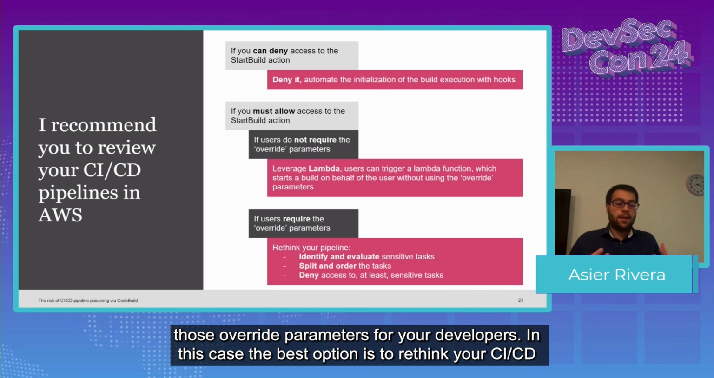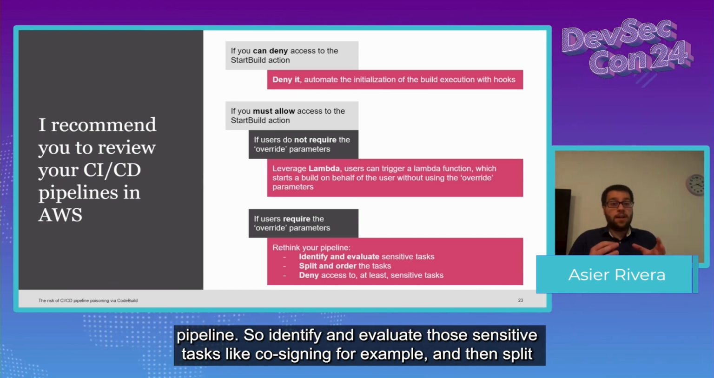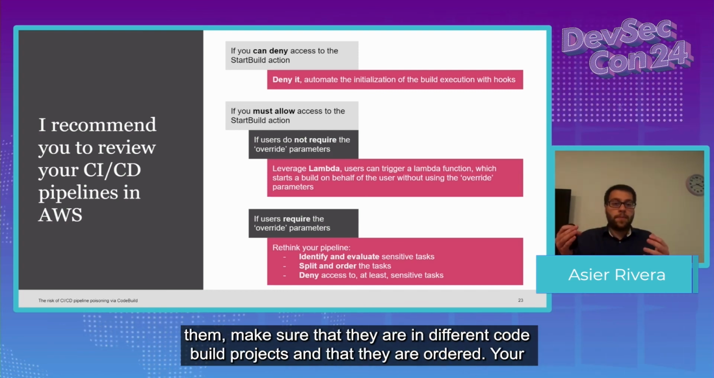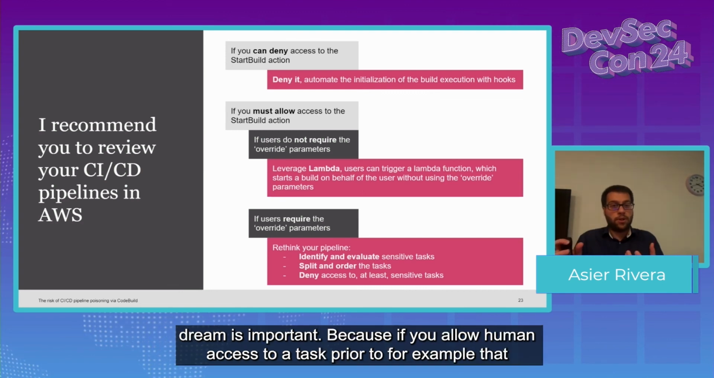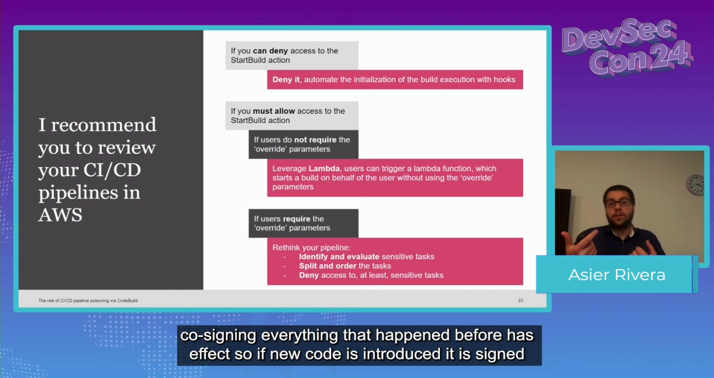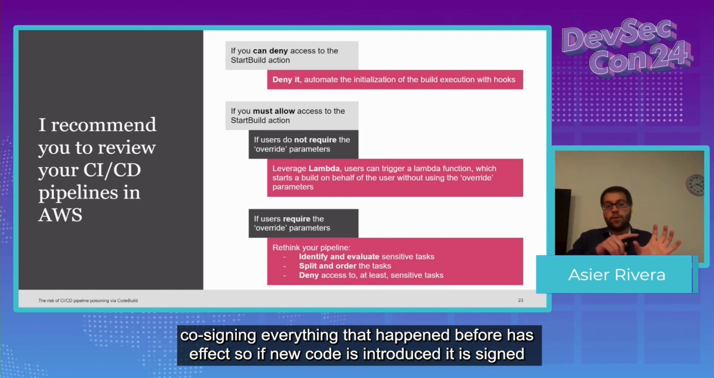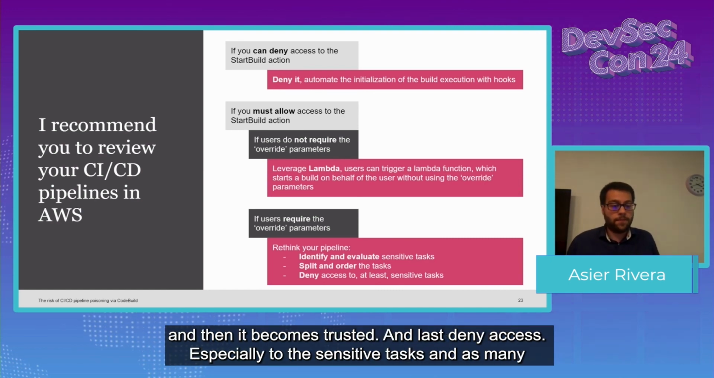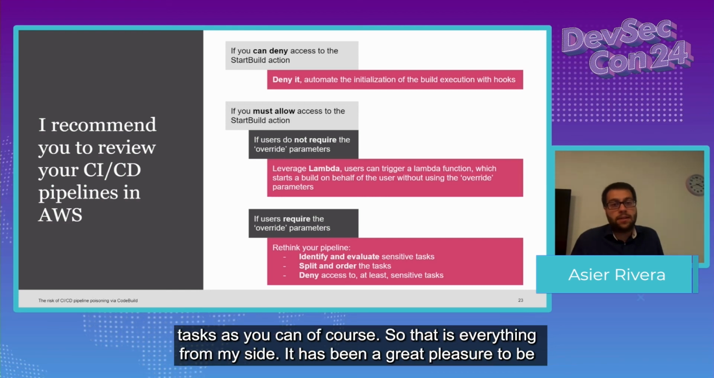The second option, and the most complex one, is if you really need those override parameters for your developers. In this case, the best option is to rethink your CI/CD pipeline. So identify and evaluate those sensitive tasks like code signing, for example, and then split them. Make sure that they are in different CodeBuild projects and that they are ordered. The ordering is important, because if you allow human access to tasks prior to, for example, that code signing, everything that happened before has effect. So if new code is introduced, it is signed, and then it becomes trusted. And last, deny access, especially to the sensitive tasks, and as many tasks as you can, of course.